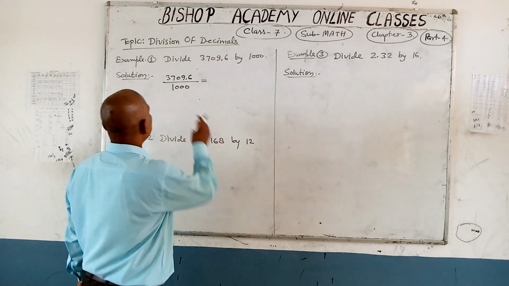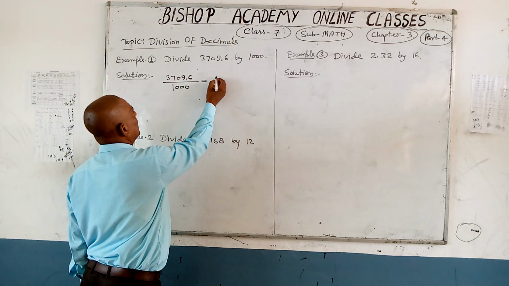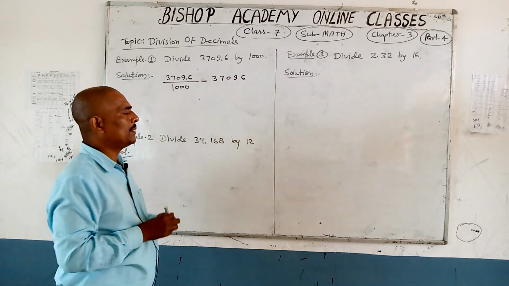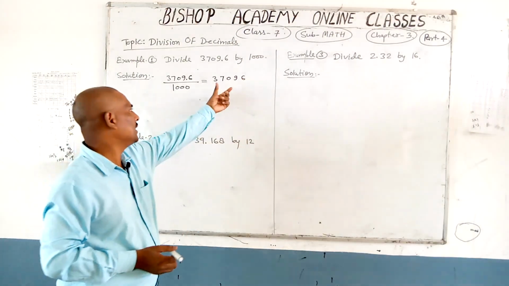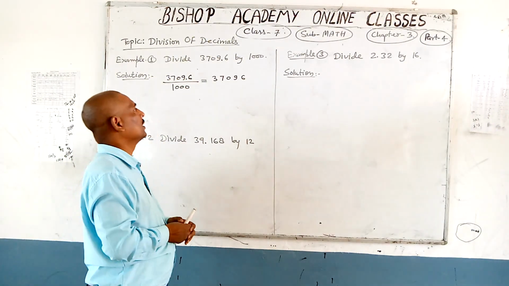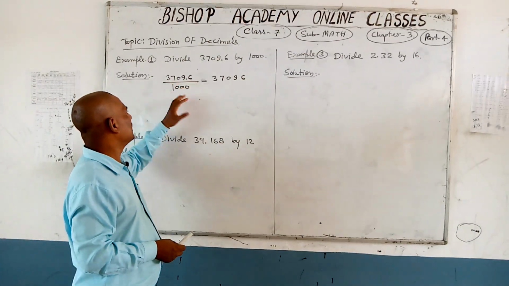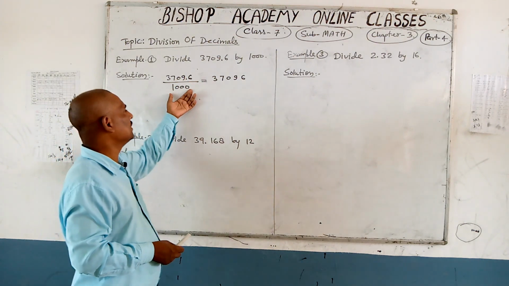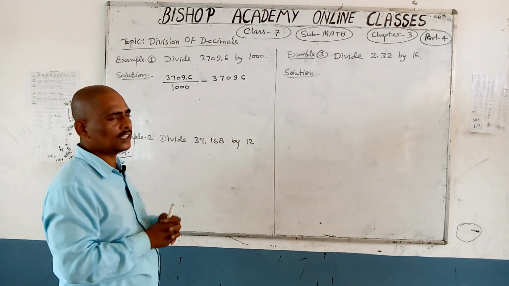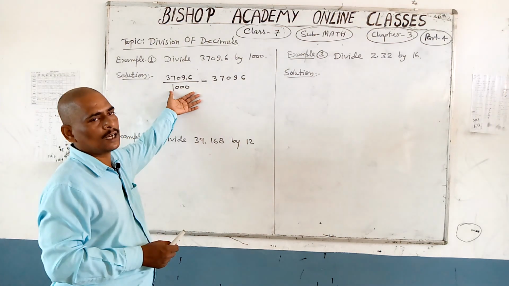In the place of quotient, you will write all the digits given in the dividend: 3, 7, 0, 9 and 6. But this is not your answer, this is not your quotient. You have to divide 3709.6 by 10,000, so in the quotient your decimal will shift 3 places.